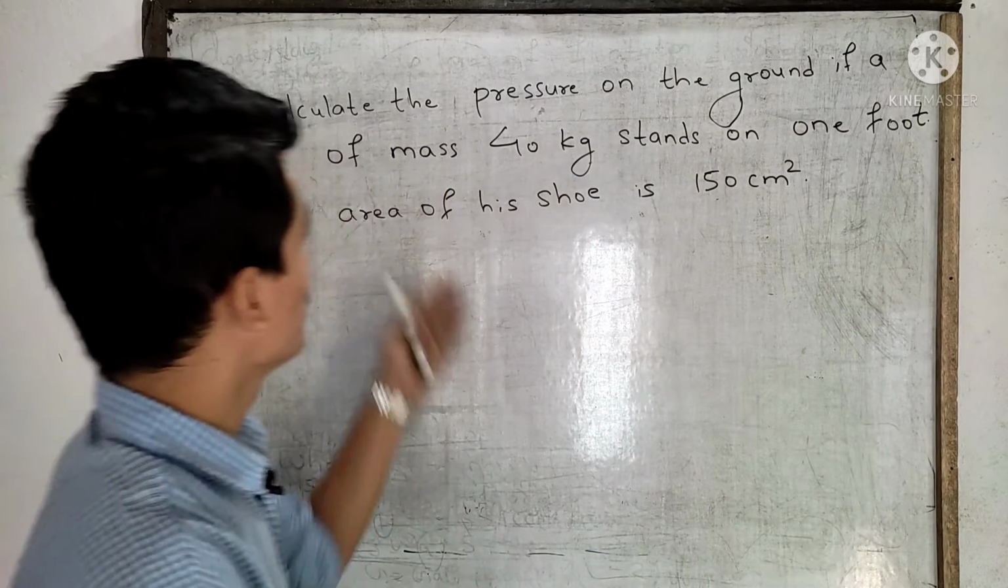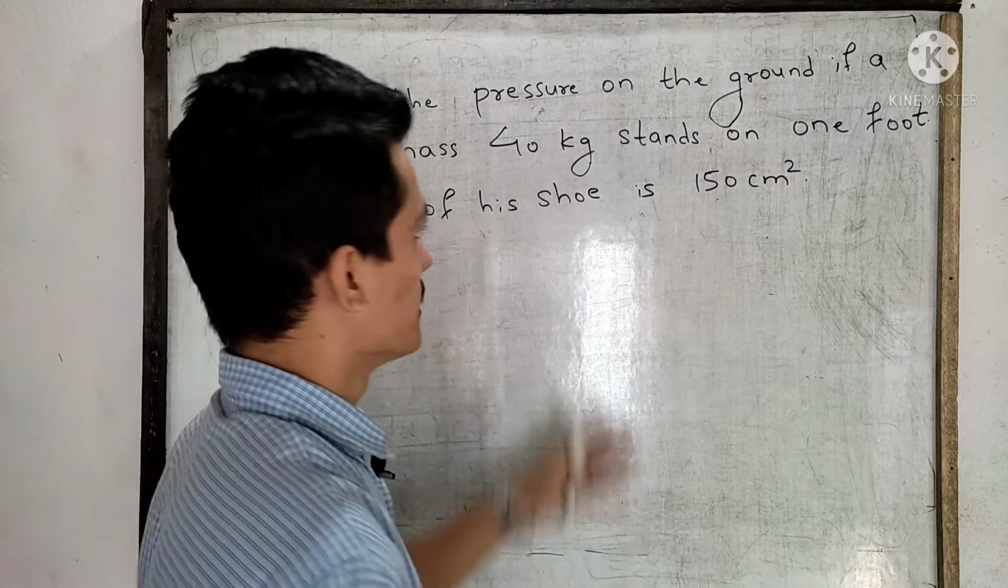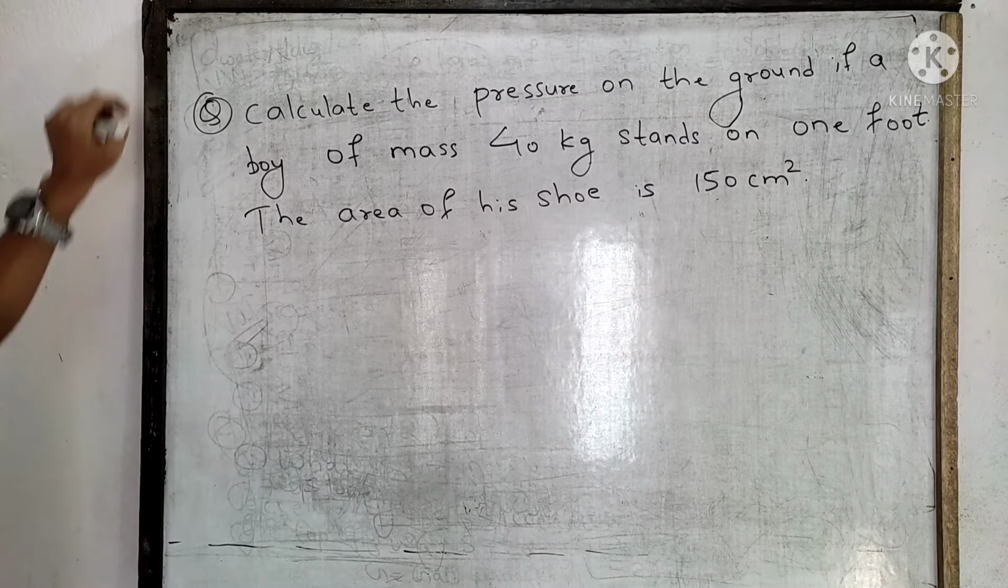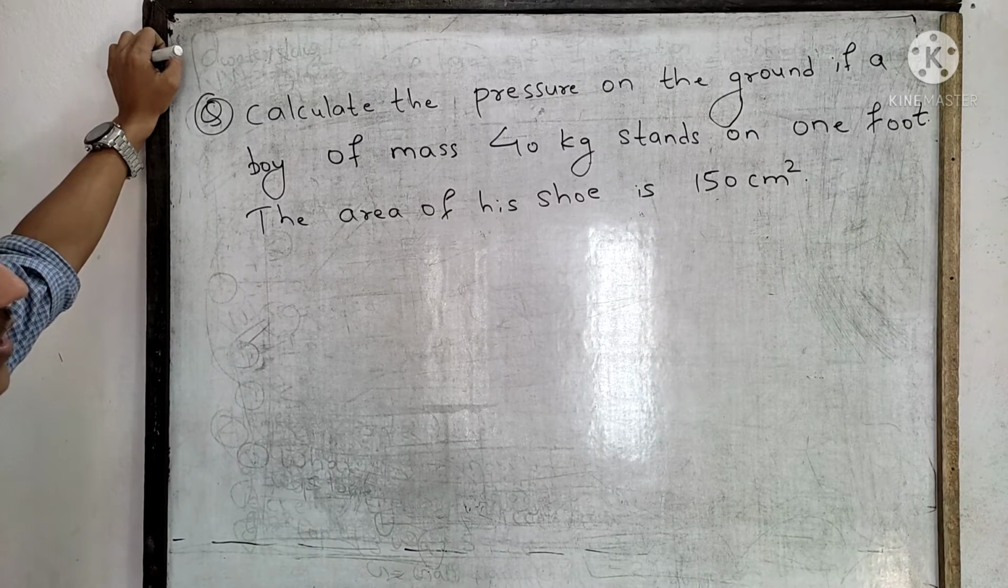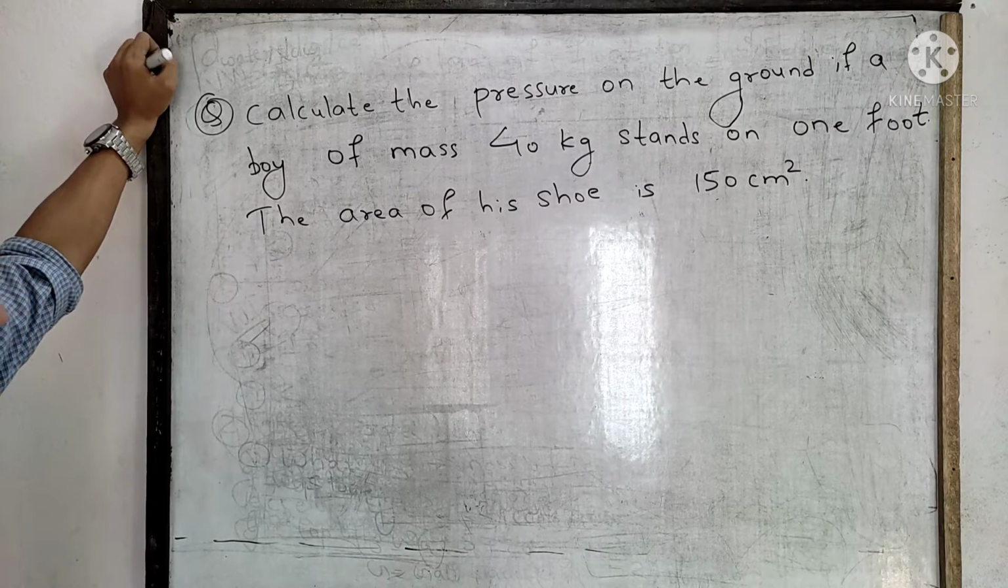Today we are going to solve this question. It is a very easy question of the class 10 pressure chapter. You can read it once. The question has told us to calculate the pressure on the ground if a boy of mass 40 kg stands on 1 foot, if the area of his shoe is 150 centimeter square.